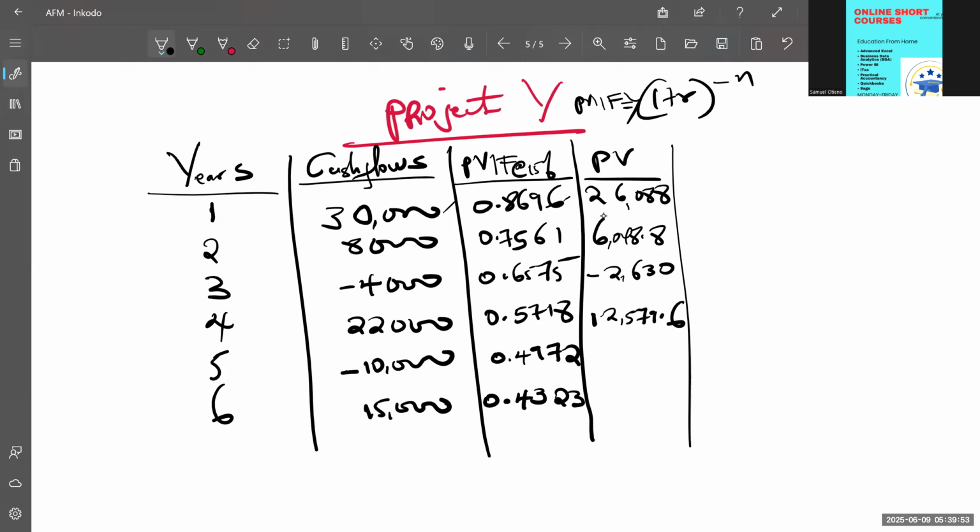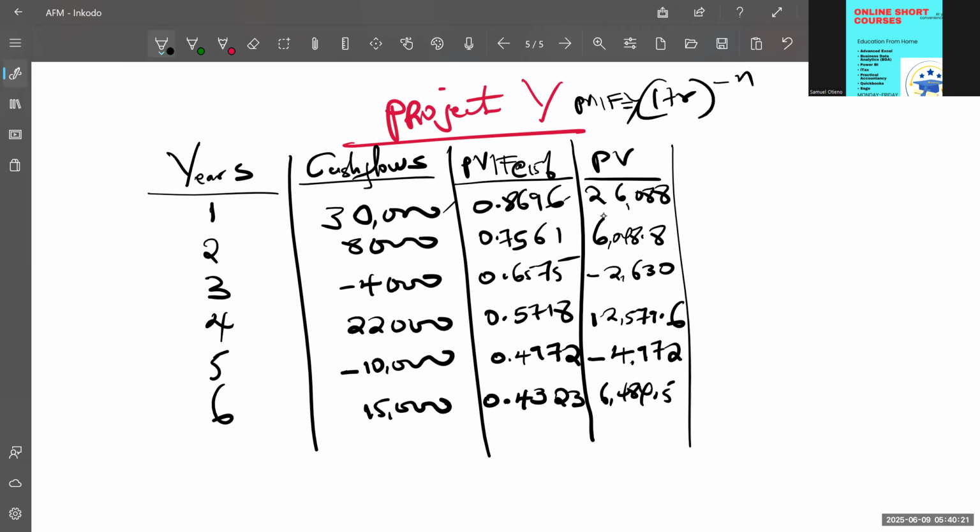For year number five, do the same. Multiply negative 10,000 by 0.4972. And that one, you don't have to hustle a lot because we are multiplying by 10,000. That brings us negative 4,972, like that. Then lastly, multiply 15,000 by 0.4323. And I'm seeing there I have 6,484.5. Very good. Very, very good.